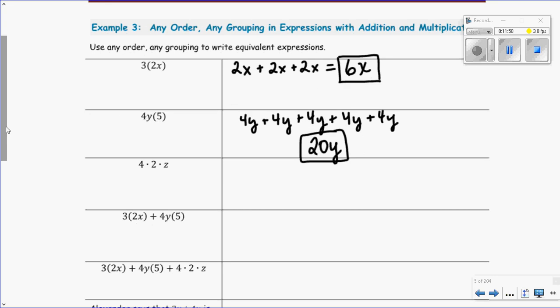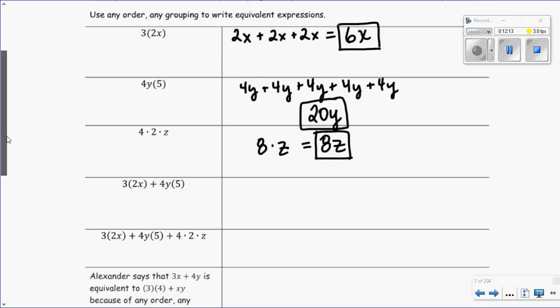Okay, on the next one I have 4 times 2 times z. Well, I can multiply all those together. 4 times 2 is 8. 8 times z, well, I don't know what z is, so I can just write it like this because that's how I'll see it written algebraically.